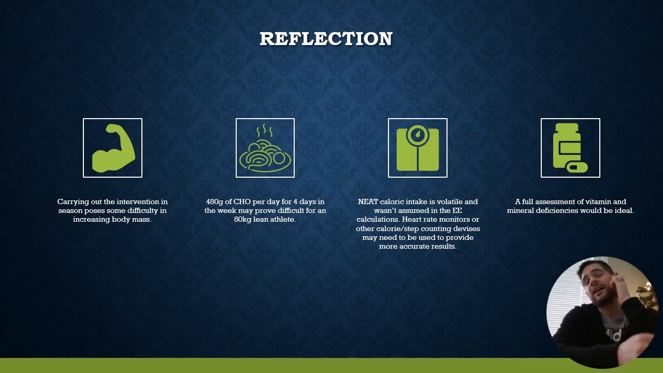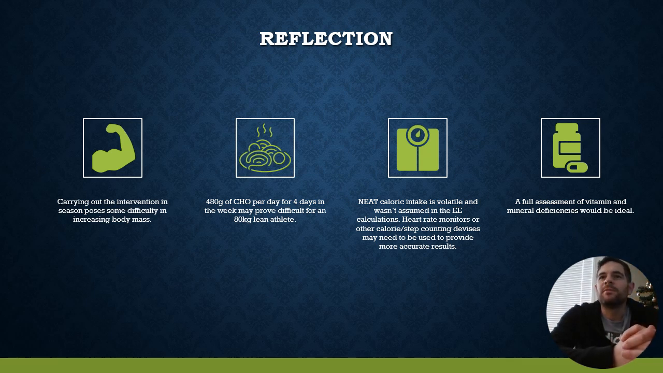The carbohydrate intake of 480 grams can be a lot for an 80 kg athlete, and expecting them to consume this in 4 consecutive days may be unrealistic. This is the equivalent of 19 potatoes a day, so it's a big target to hit.